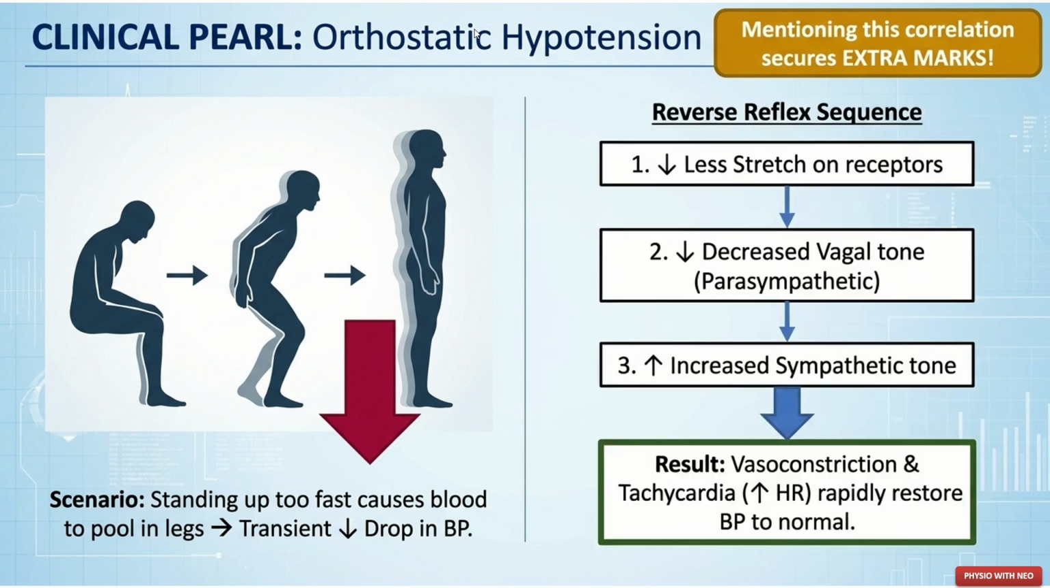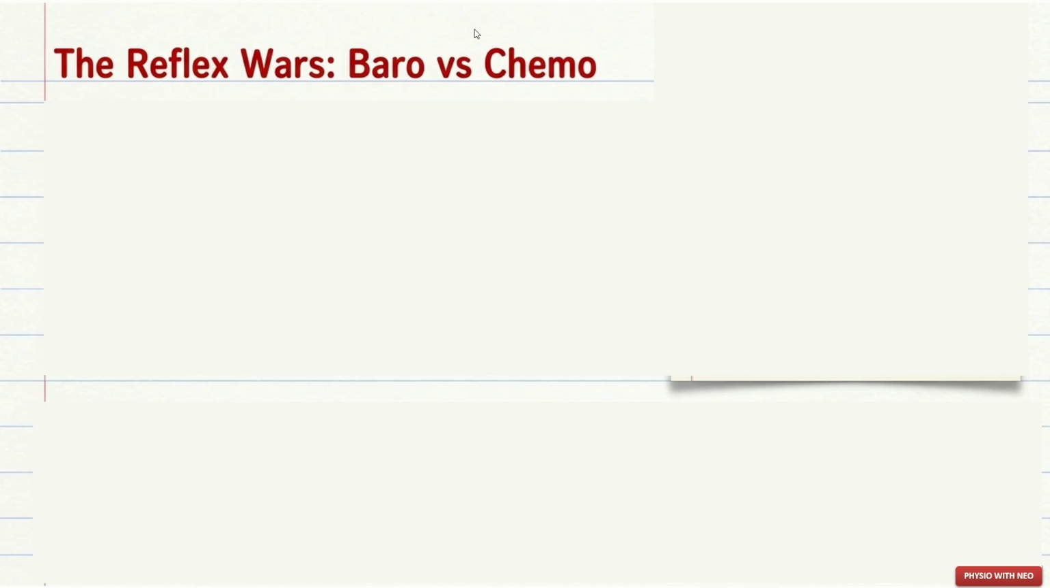Now how does it act? It acts in a reverse reflex sequence. That is, it causes less stretch on the receptors and a decrease in vagal tone, that is parasympathetic stimulation. It ultimately increases the sympathetic tone and causes vasoconstriction and tachycardia, that is a heart rate increase, and rapidly restores blood pressure to normal.